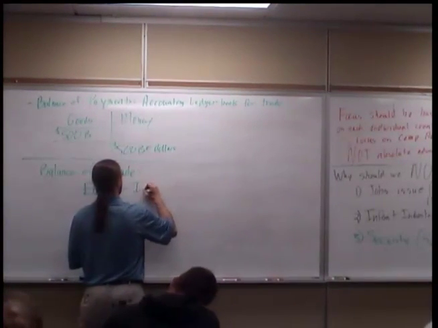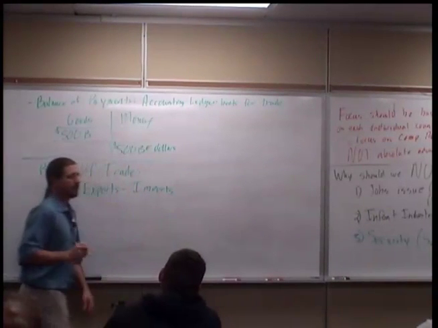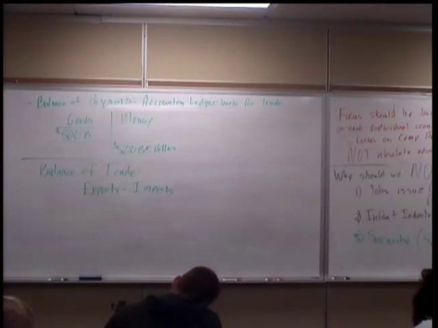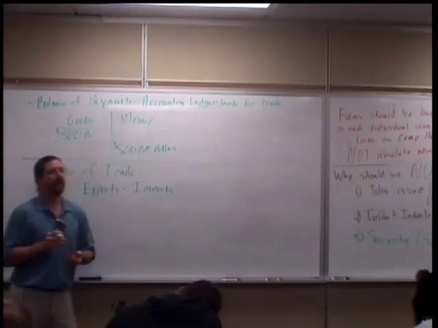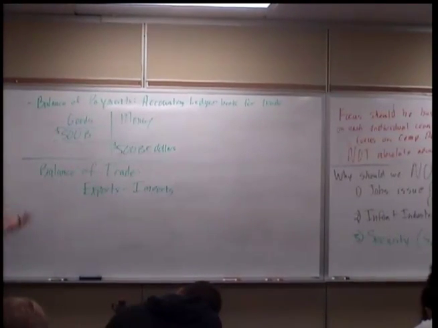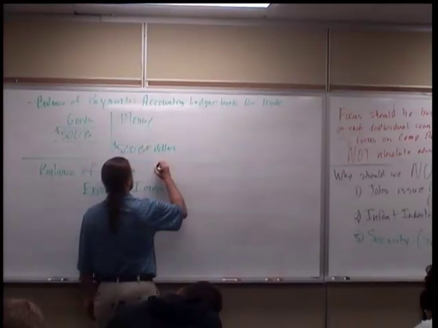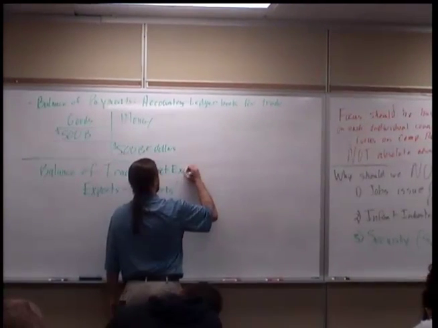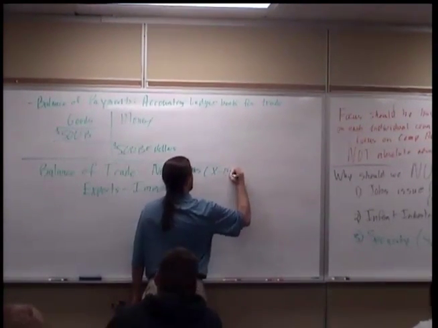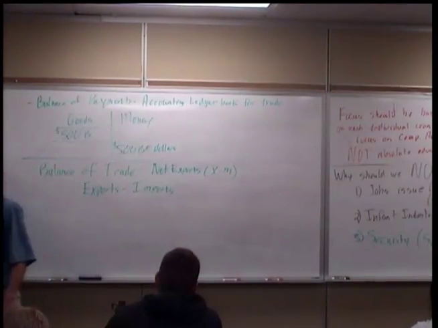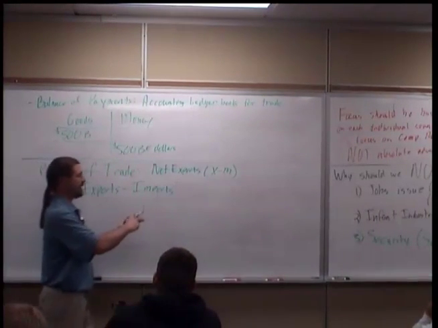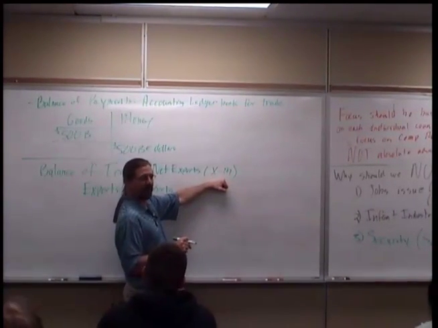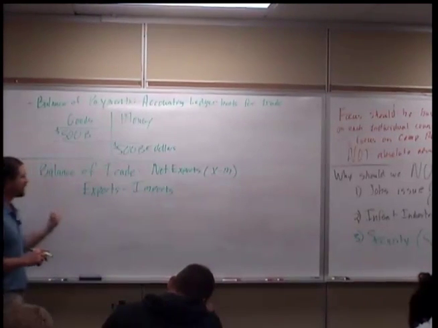is exactly what you think it is. Exports minus imports. So exports being how much American goods we sell to foreign countries, imports being the number of foreign goods that Americans buy. Right? That's what balance of trade is. Just straight old net exports. If you think back to your formula for GDP, what's your formula for GDP? C plus I plus G plus X minus M, right? Net exports. That's what the balance of trade is.